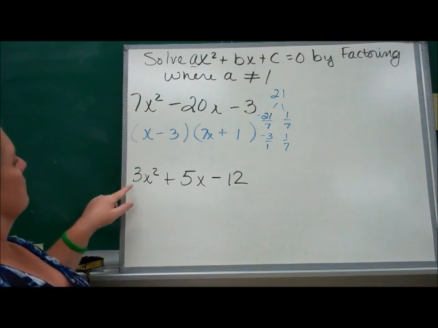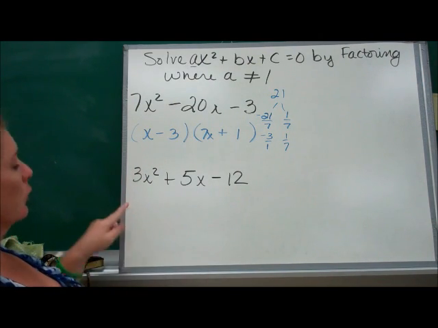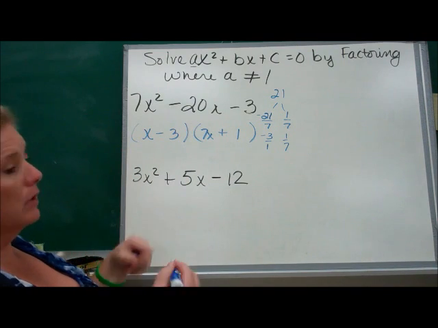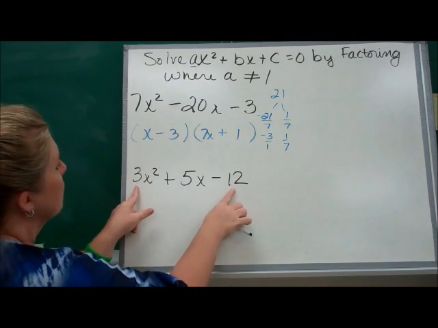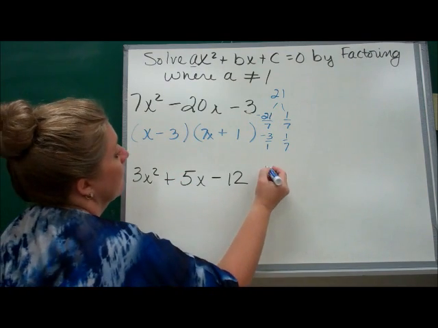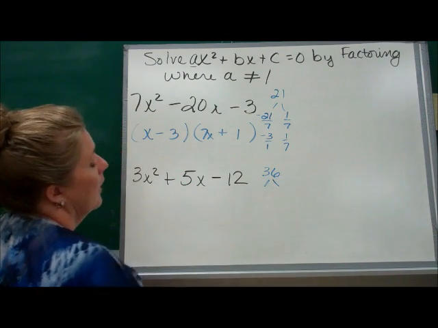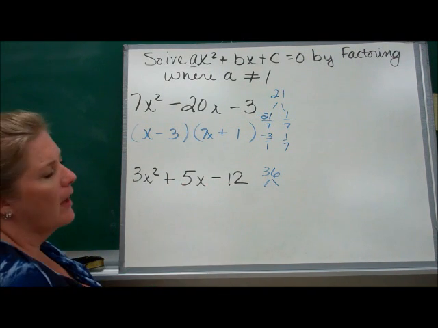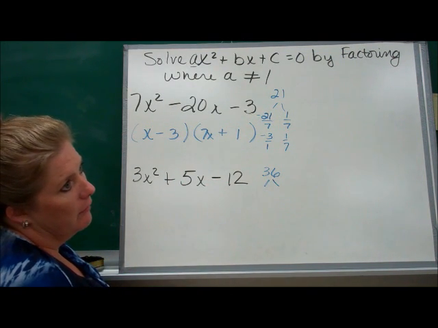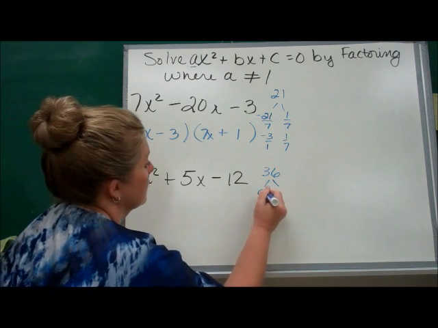All right. Do the next one. Greatest common factor. Oh, there isn't one. So now we just multiply. 3 times 12 is 36. Factors of 36 that'll subtract to 5. It might take a little bit of thought. Oh, 9 and 4 came to me just that quickly.